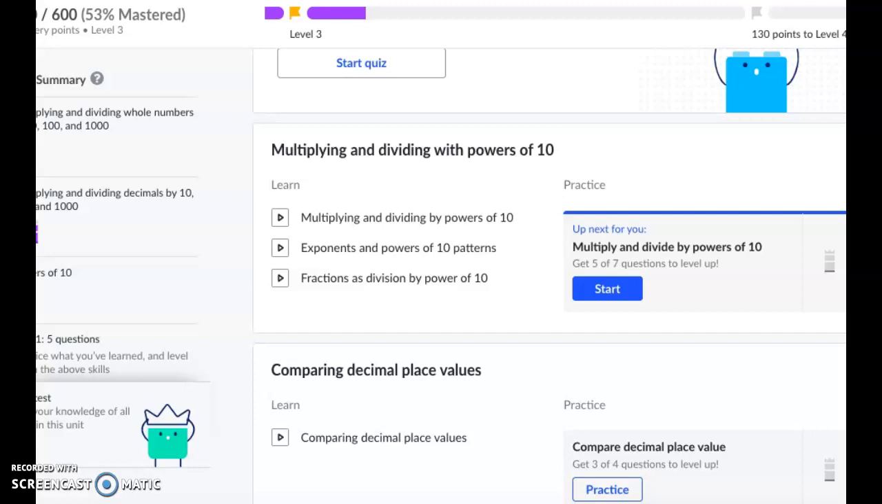Khan Academy Powers of 10. We're working on the subtopic multiply and divide by powers of 10.